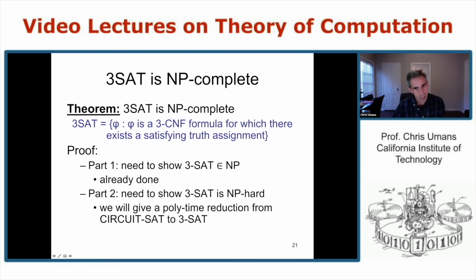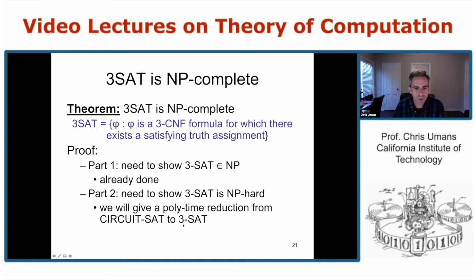All right, and then for the interesting part, we need to show that 3-SAT is NP-hard, and we're going to give a reduction from circuit SAT to 3-SAT. Now, let's pause for a moment before we start and think about what this means. We have a Boolean circuit, that's our instance of circuit SAT, and it's either satisfiable or it's not. Either there's some assignment to its variables that makes it output 1, or there's no such assignment.